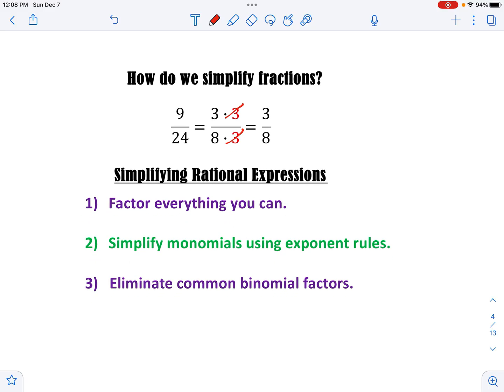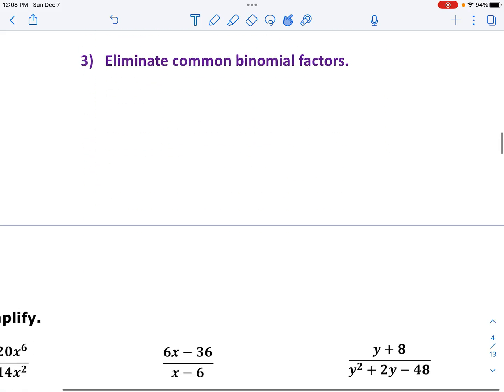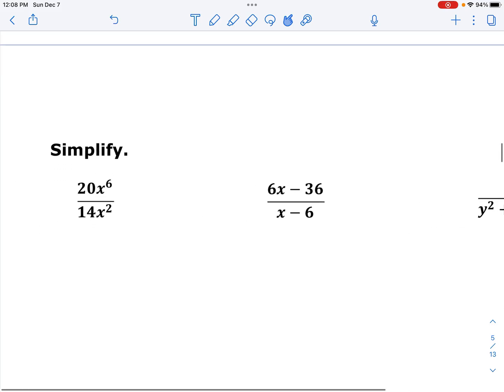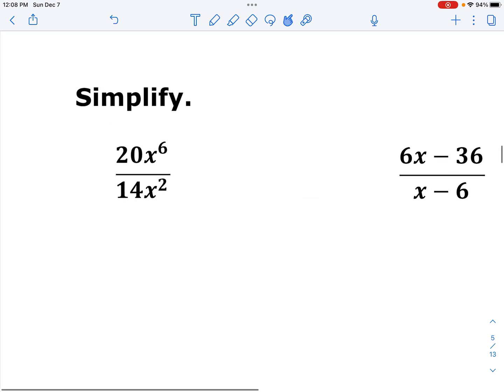We're going to do something similar when we have polynomials. We're going to factor everything that we can first. Then we're going to look for monomials that we can simplify using our exponent rules. And then any common binomial factors we will eliminate. We're going to try this. So I want to simplify the fractions if I can, and use my exponent rules as well.